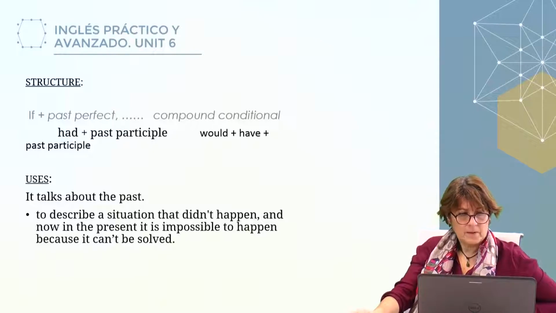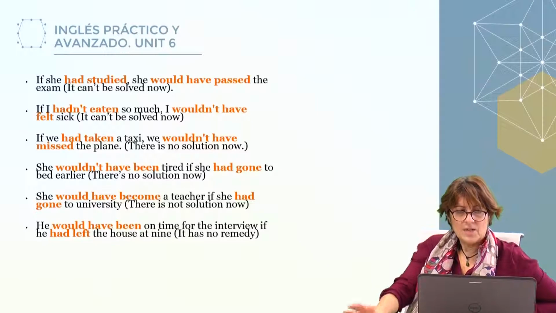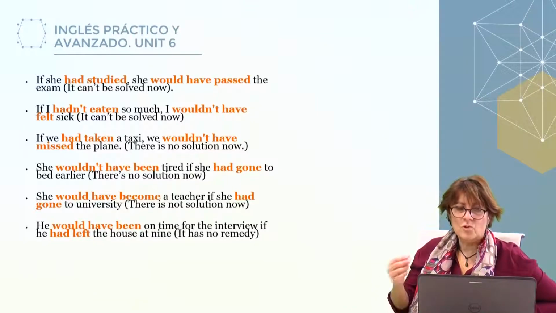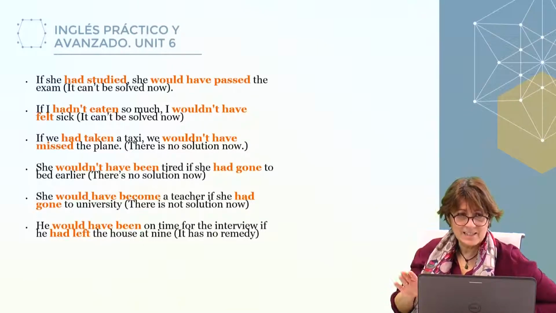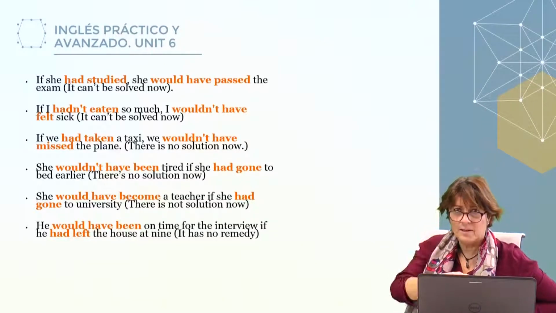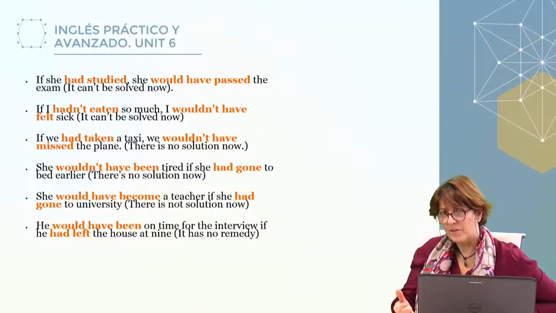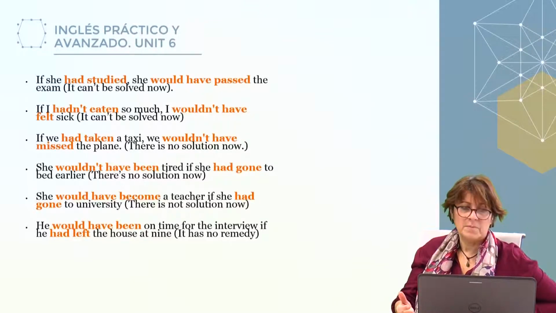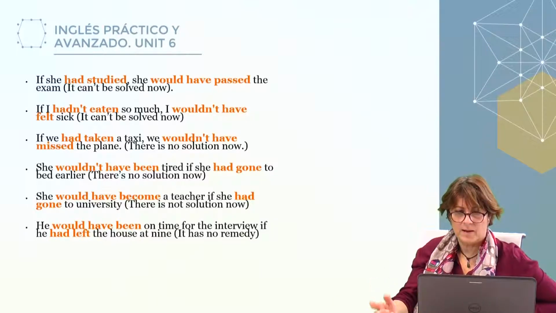Okay. For example, if she had studied, she would have passed the exam. But now she didn't study and she didn't pass the exam. Okay, so remember something. Hubiera, habría. So sometimes people say, thanks to the English third conditional, I know the verb in Spanish. Because you hear some people saying, si yo hubiera ido. No, si yo hubiera, habría. So if she had studied, she would have passed the exam.